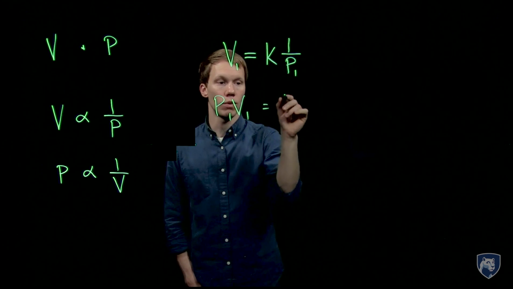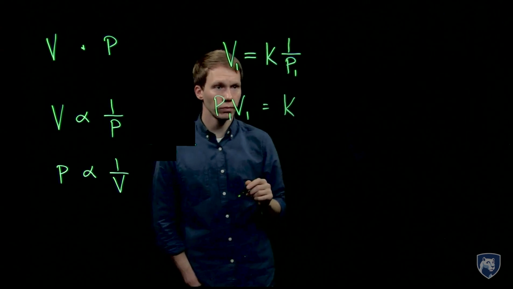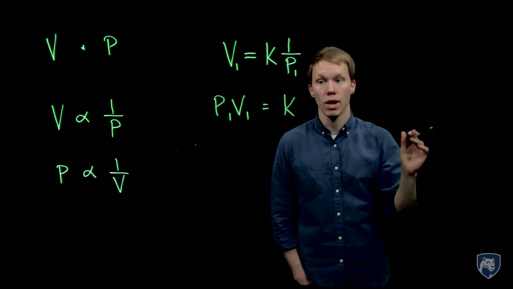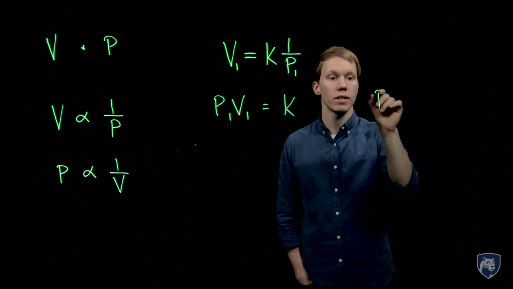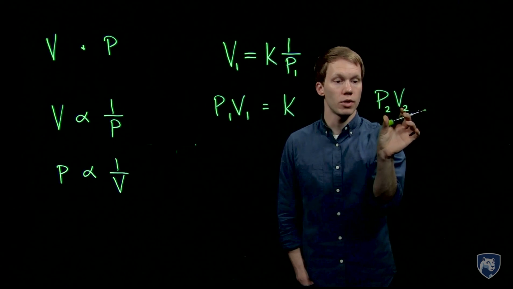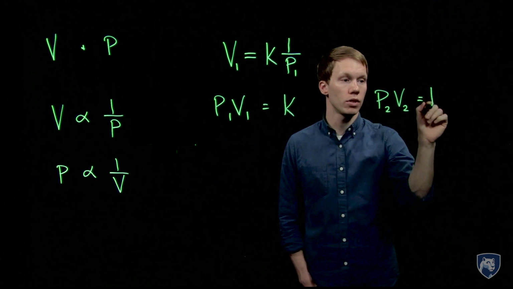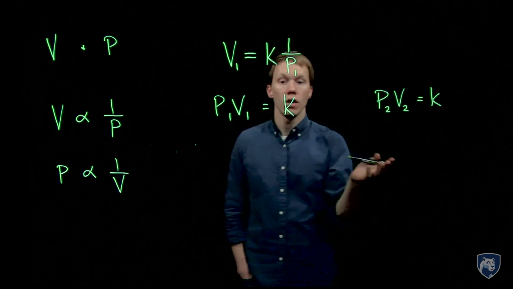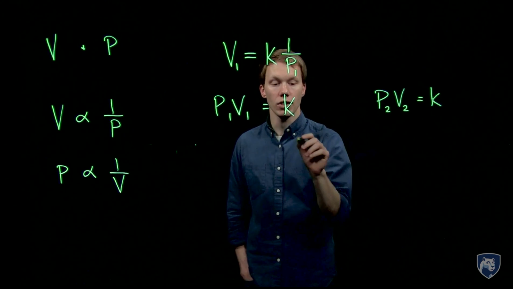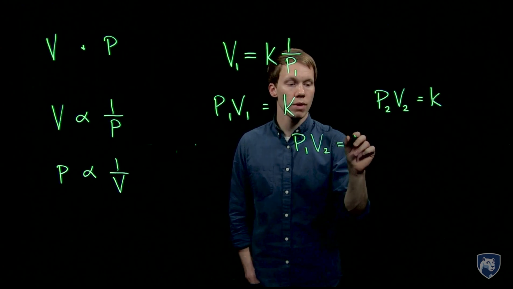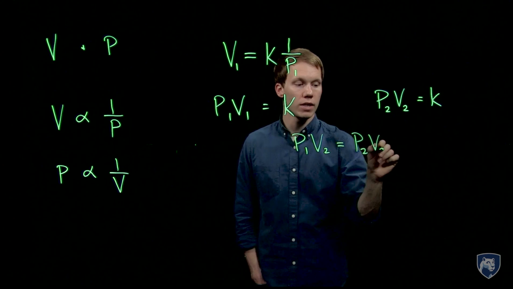P1 V1 equals K. And if we have a second scenario after some change has occurred, we could say that the second situation, P2 V2, is equal to the same K, right? This constant is in fact a constant. So since these two K values are equal, we can derive this equation: P1 V1 equals P2 V2.